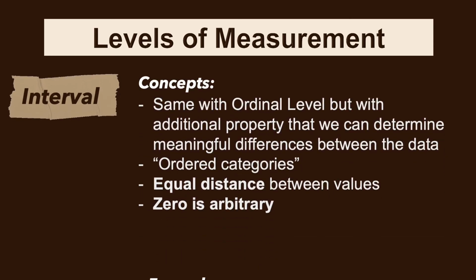Now, interval has the same with ordinal level, but with an additional property that we can now determine differences between the data. This time, you can still arrange them, but in ordinal you cannot determine the difference. In interval class, you can now determine their interval and equal distance. This one is important. 0 is arbitrary. What does this mean? We need to say class, 0 is not 0.